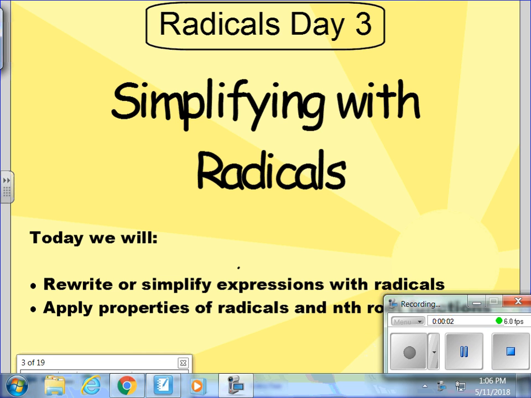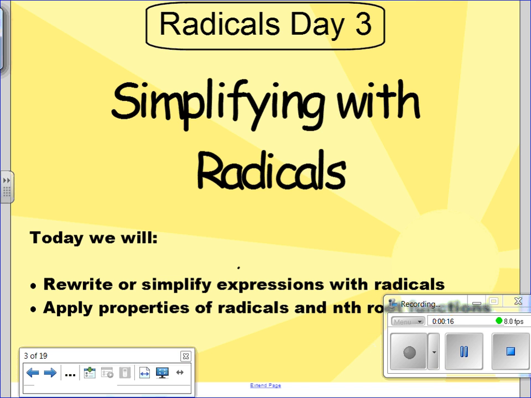What's up, math scholars? We're going to do more with simplifying radicals today. So we'll start off with just reviewing, simplifying down cube roots, fourth roots, maybe a fifth root, but then we're going to throw variables into the mix. So that'll make life a little bit more interesting.